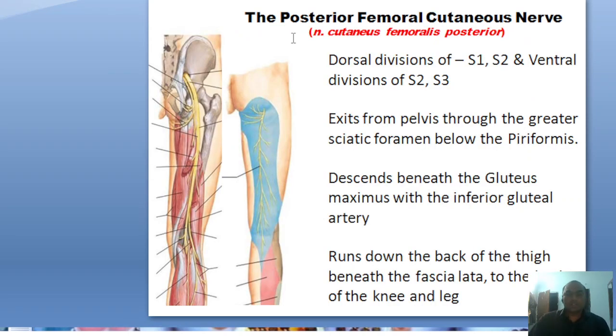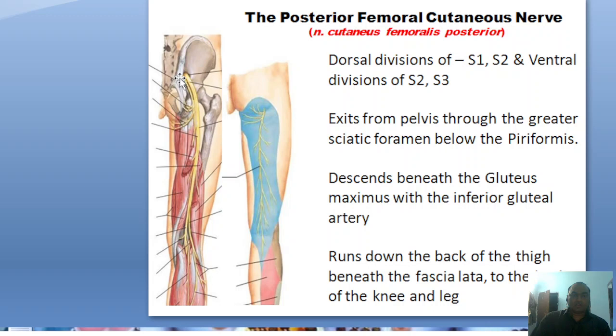The posterior femoral cutaneous nerve, also known as cutaneous femoralis posterior. Root value is the dorsal division of S1 S2 and ventral division of S2 S3. It exits from the pelvis through the greater sciatic foramen below the piriformis, descends beneath the gluteus maximus with the inferior gluteal arteries, and runs down the back of the thigh beneath the fascia lata to the back of the knee and leg. So this is the posterior cutaneous nerve of thigh.